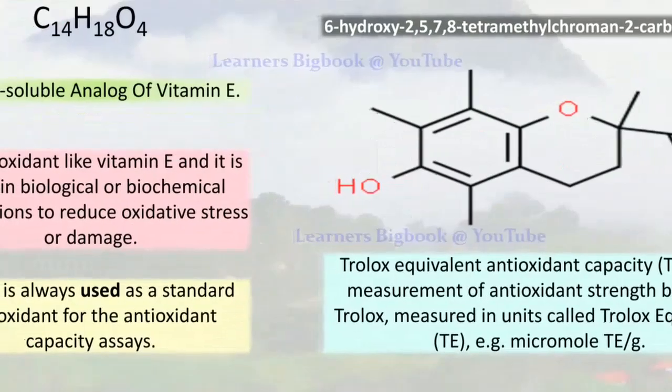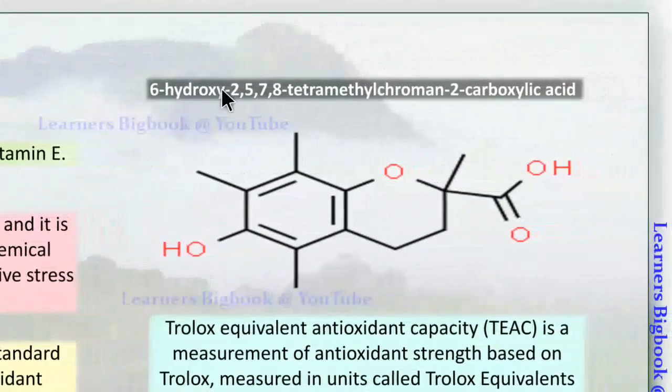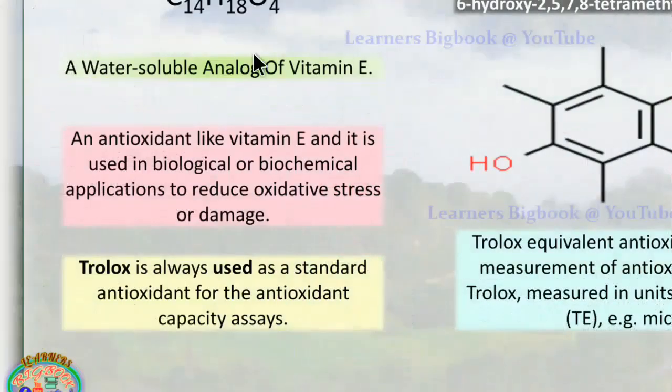So here this will be the molecular formula, and this will be the IUPAC name, that is 6-hydroxy-2,5,7,8-tetramethylchroman-2-carboxylic acid, and this will be the structural formula of Trolox. This is the analog of vitamin E, that is, it has the same features as vitamin E, the action as the antioxidant vitamin E. The Trolox is going to function similar to that.